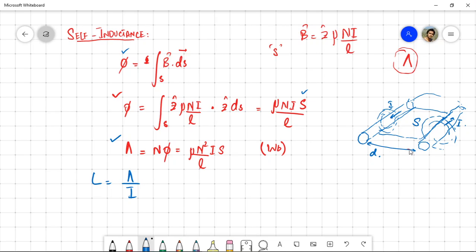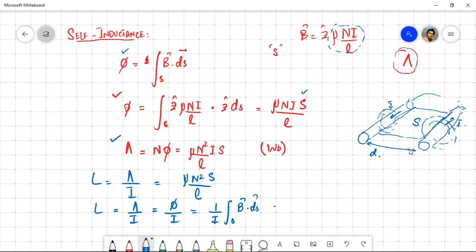So for a solenoid, this self-inductance will be equal to μ n² S divided by L. This is for a solenoid. And in case of any other structure, this is going to be flux linkage divided by I. This means this is φ divided by I, and then we have 1 over I, and we have ∫B·dS. So as you know, for the solenoid the expression was this for φ, and the flux linkage expression was this. What we did was we divided this expression by I, so this I cancelled out and all that remains is mentioned here.